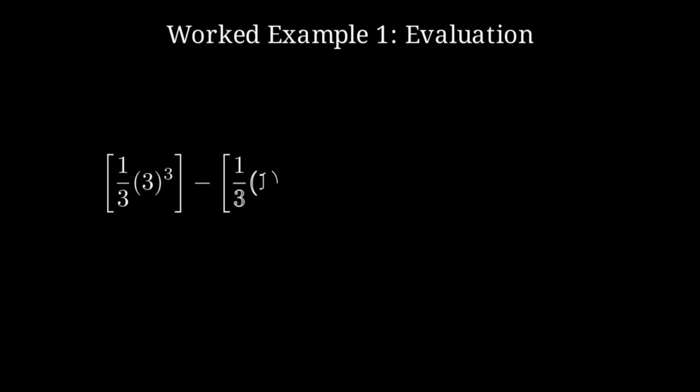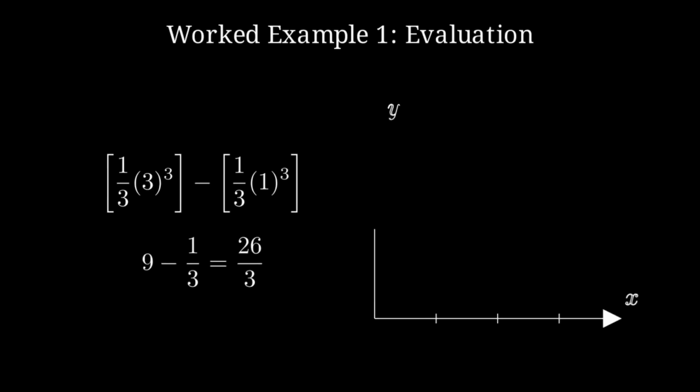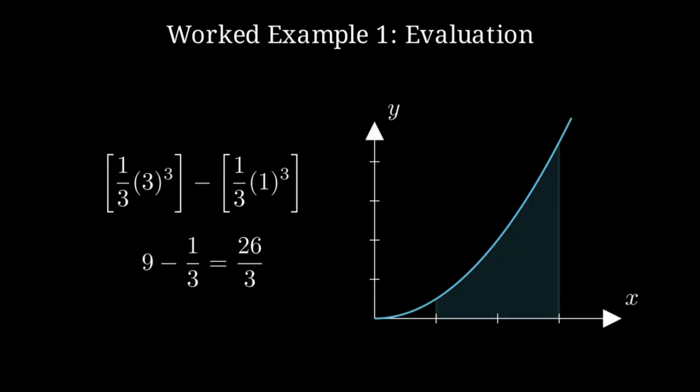Next, we evaluate this at the upper bound, 3, and the lower bound, 1. 1/3 of 3 cubed is 9, and 1/3 of 1 cubed is 1/3. Subtracting them gives us 26/3. This is the exact area under the curve.